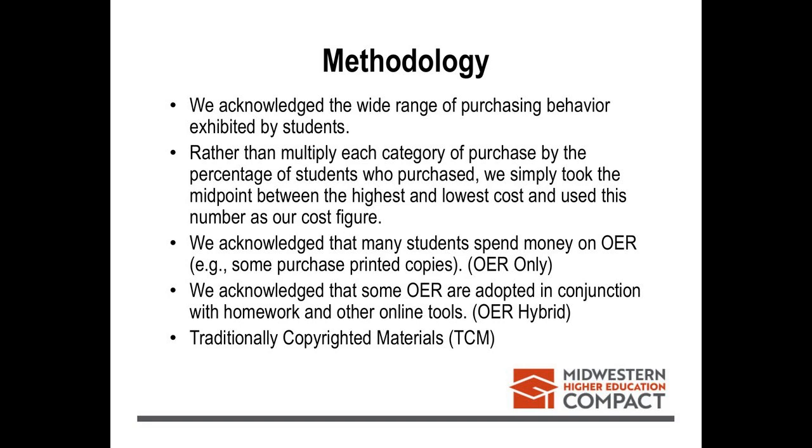And so what we did was, rather than try to decide what percentage buy, what percentage skip, what percentage rent, and then multiplying those across all the cost categories that we had collected data for, we said, for each of these, each material, each kind of textbook or whatever it might be, let's take the highest price that was listed at the bookstore and the absolute lowest price that was available there, and then take the midpoint between that high and low price. And that's the price figure that we're going to use. That's the cost figure.